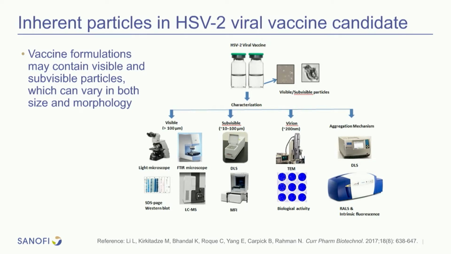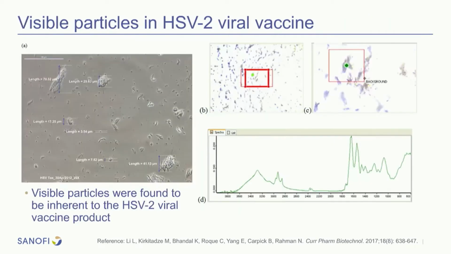With the next slide, we're going into the presentation of visible particles of the HSV-2 viral vaccine. On the left-hand side, on panel A, you see the presentation obtained by light microscope. The particles, as mentioned before, were also examined by FTIR microscope. Why is that? Because on panel B you can see quite a similar distribution, but also more dense particles, just because the magnification is better.